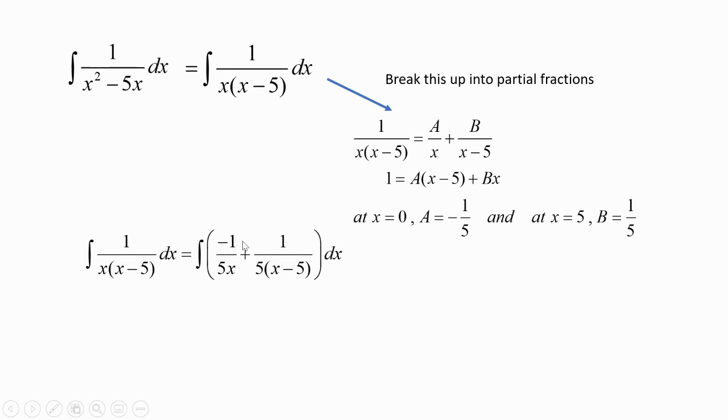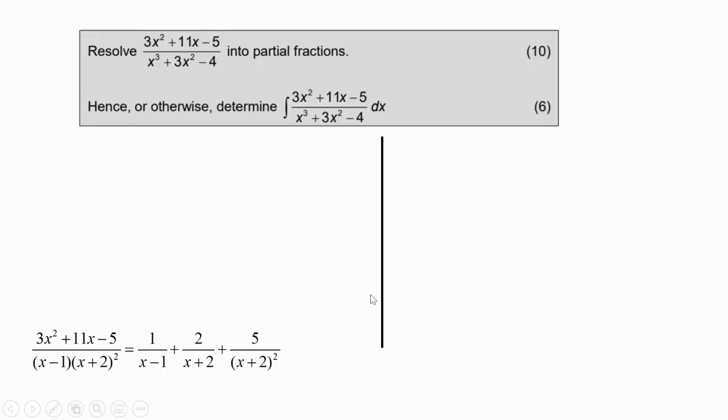This is going to be minus 1/5 ln x plus 1/5 ln |x minus 5| plus c. So really, these are quite simple and quite a lot of marks. Okay, I want to show you what last year's question was. This is a little bit more difficult, and there are a lot of marks attached to it. Look at that. That was 10 marks last year, and then 6 marks straight after that.